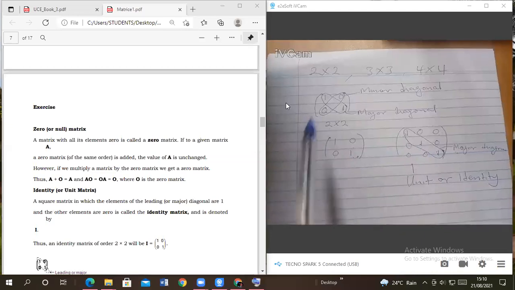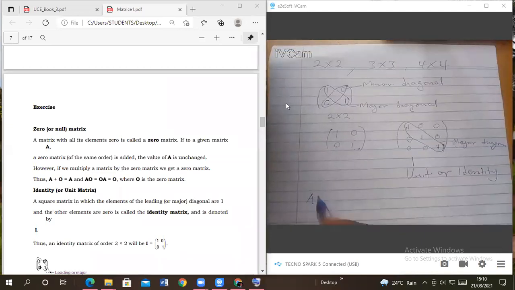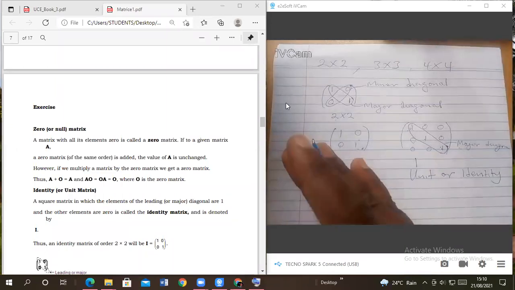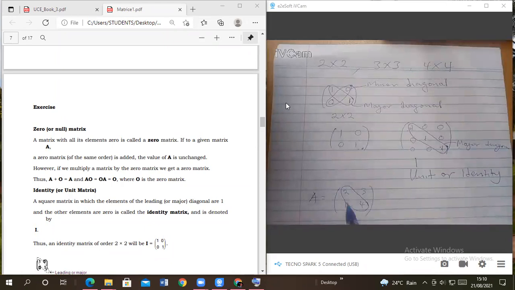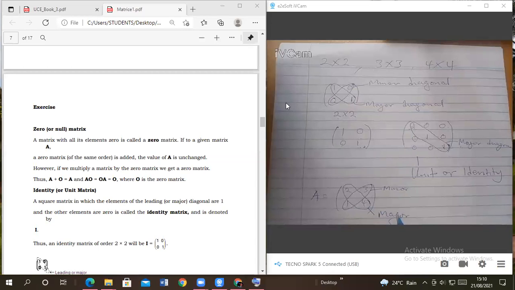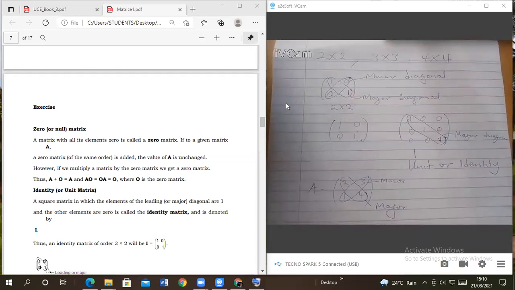I've showed you what we call the major diagonal. If you have this matrix A equal to 2, 3, 1, 4, this is what we call the major diagonal, the one slanting to the left. And then this is what we call the minor diagonal. This is minor and this is major. Okay? Are you getting me? Yes, teacher.